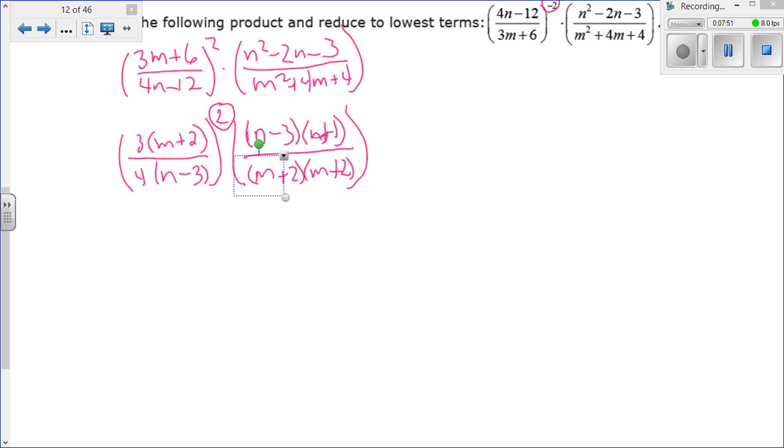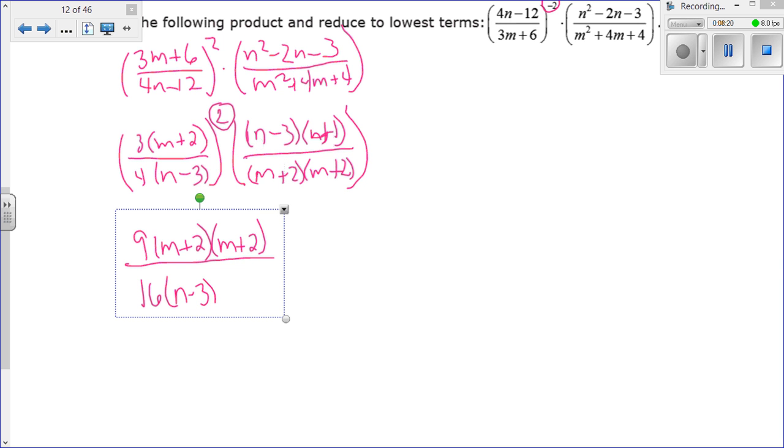Before I can multiply, my order of operations said I have to take care of my exponents. Now that I have it factored, it's actually easier to square what's inside because I can square each of the terms. So 3 squared is 9, and then I have m plus 2, the quantity squared, so I just write it twice: m plus 2, m plus 2. In my denominator, 4 squared is 16, and then I have n minus 3 and n minus 3.